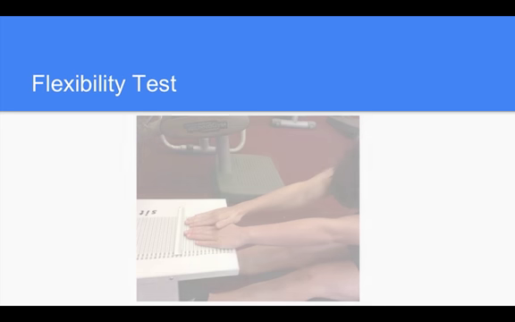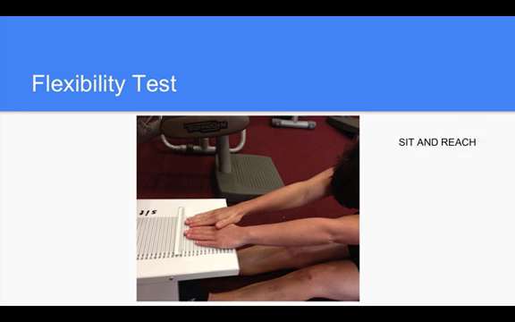Flexibility. Sit and reach. The sit and reach test is a common measure of flexibility and measures the flexibility of the lower back and hamstring muscles. This test involves sitting on the floor with legs stretched out straight ahead. Shoes should be removed. The soles of the feet are placed flat against the box.